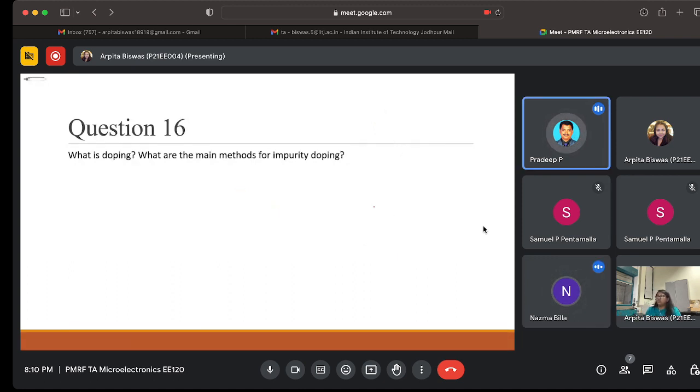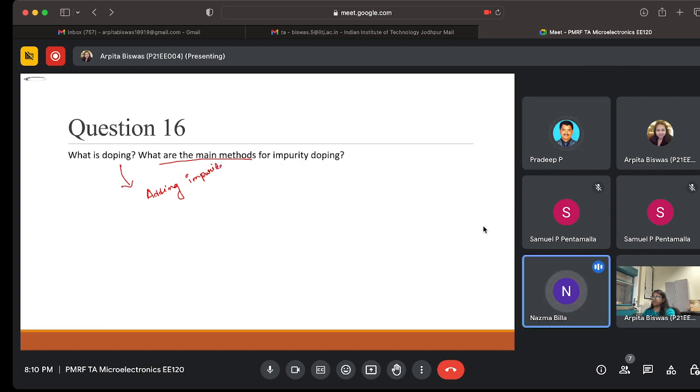So have you heard about the word doping? What is doping? Adding impurities to the pure silicon, it's a contamination, that is called doping. Doping is to improve the conductivity, ma'am. What are the main methods? How will you introduce the impurity? By the method of epitaxial layer, madam. Epitaxial growth. No, actually there are two well-known processes.